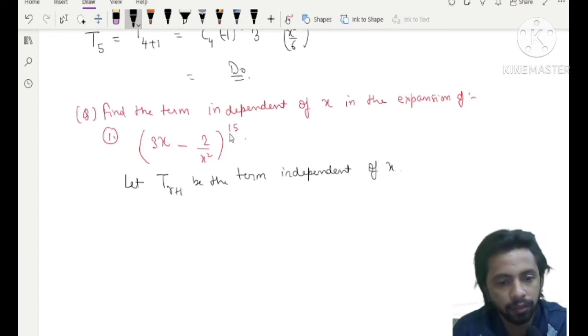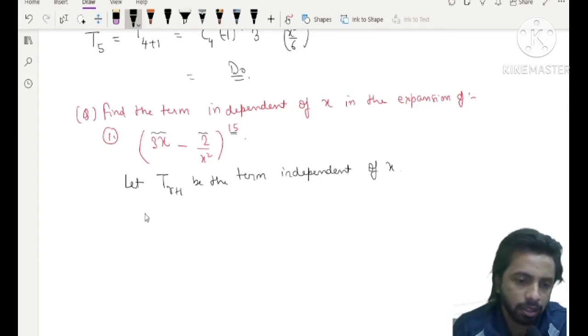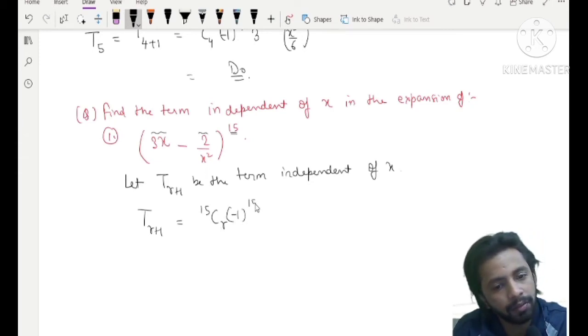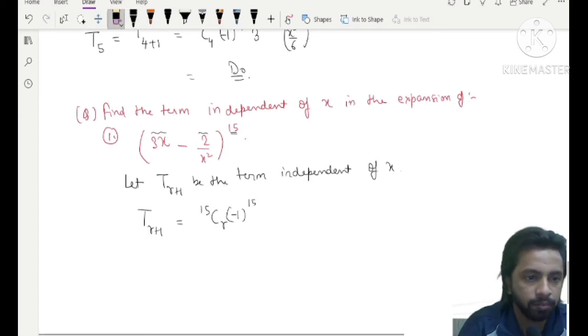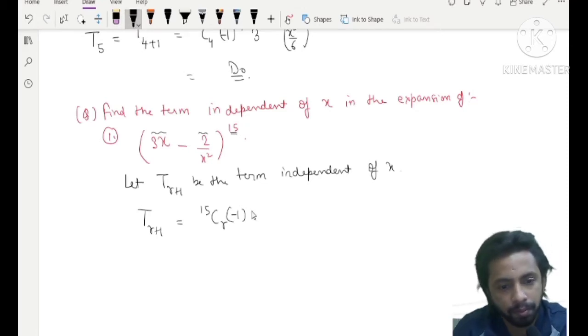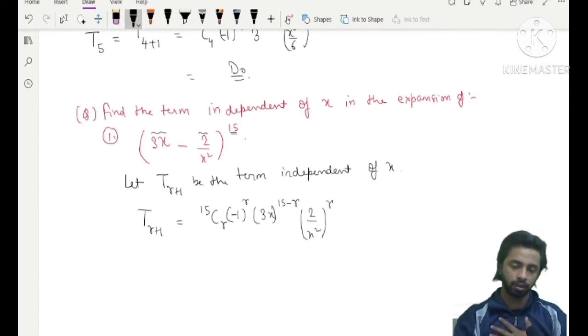So here the value of n is 15, this is a, this is b. So t(r+1) must be 15Cr, I am writing r since we don't know the value of r yet, (-1) raised to the power r, (3x) raised to the power 15 minus r, and (2/x²) raised to the power r, right?